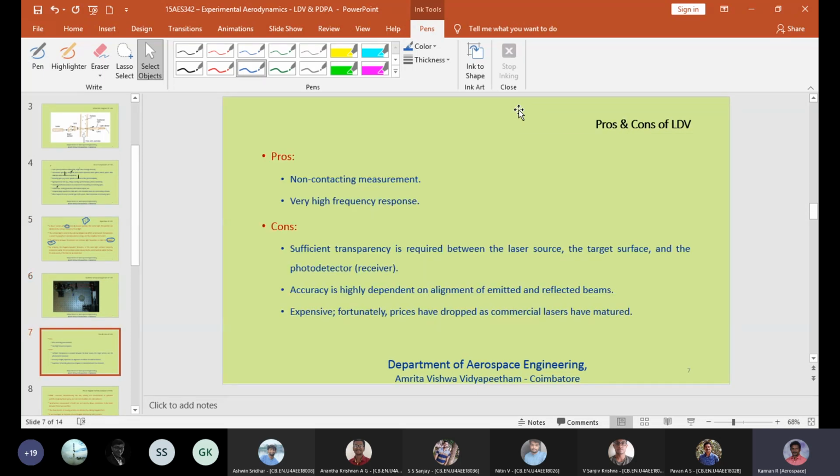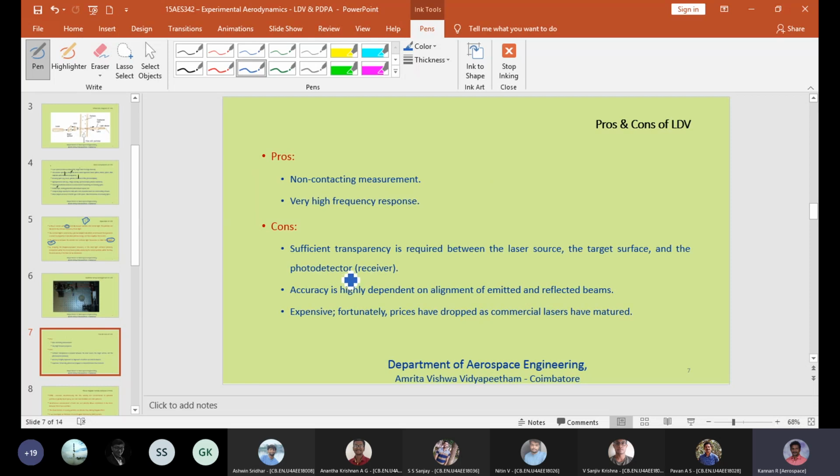And there will be pros and cons associated with your LDV. The pros: it is a non-contacting measurement, and it has a very high frequency response, because the shift frequency is going to be very limited by your flow. The difficulty is that sufficient transparency should be there between the laser source, the target surface, and your photomultiplier.